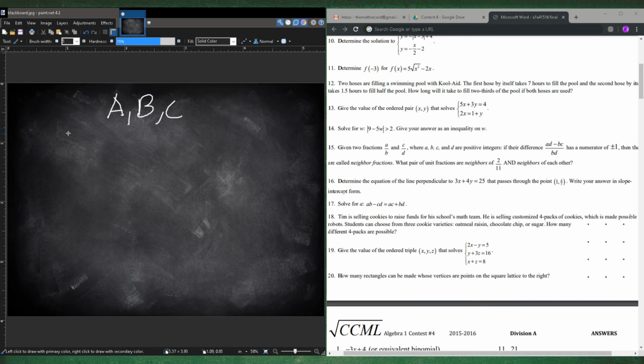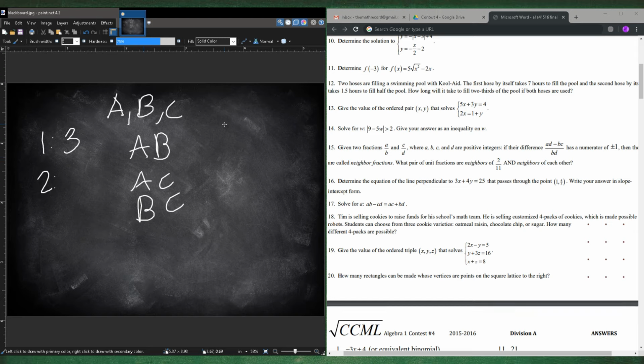So let's say you only have one of a kind. All 4 are raisins, all 4 are chocolate chip, or all 4 are sugar. So there's only 3 possibilities if it's one. If we have 2 of a kind, there are 3 pairs: AB, oatmeal raisin and sugar, which is AC, and the last one, which is BC. These are the only 3 combinations where you use only 2 of them.